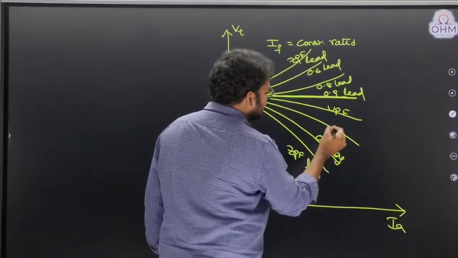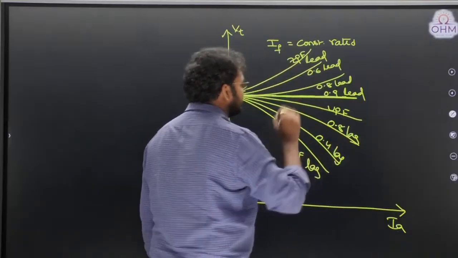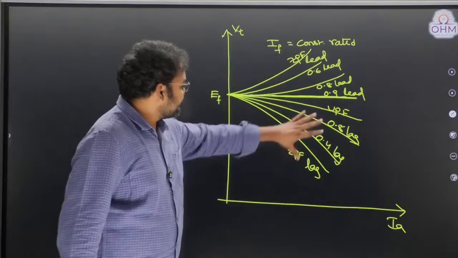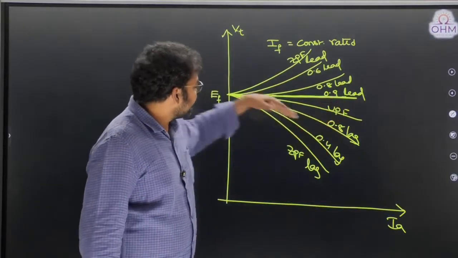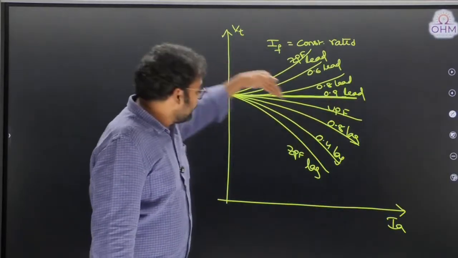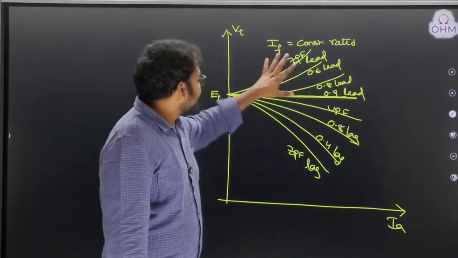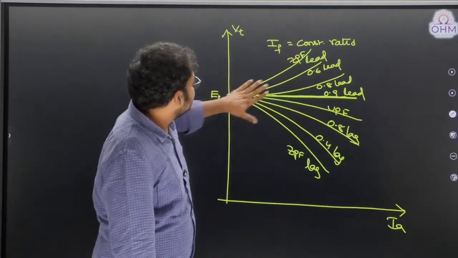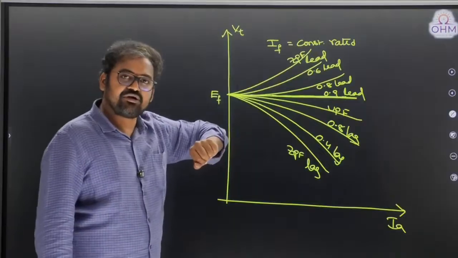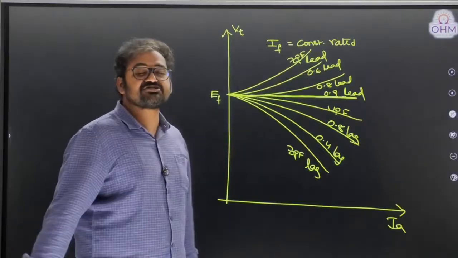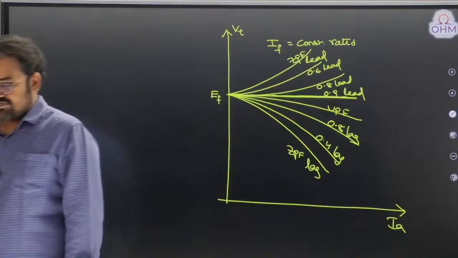0.4 lagging. This is near to unity, 0.8 lagging, something like that. So for most of the power factors, especially lagging and unity power factors, the machine will offer drooping voltage characteristics. And for most of the leading power factors, rising voltage characteristics. Got it? Okay. This is about the external characteristics of a synchronous generator.